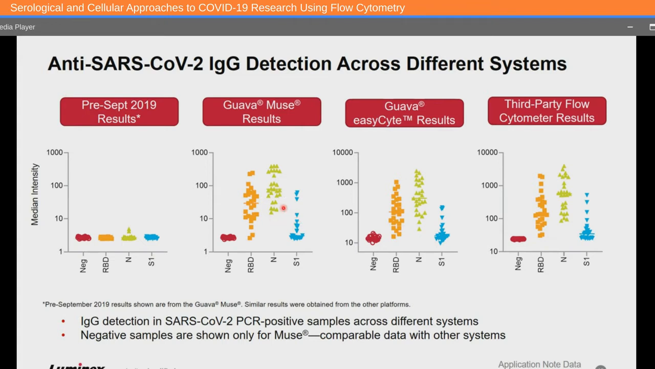And this is seen across the 3 systems. So data here shows us very strongly that we can cleanly identify positive from negative donors, and also the same nature of detectability can be obtained using the kit across the different platforms.